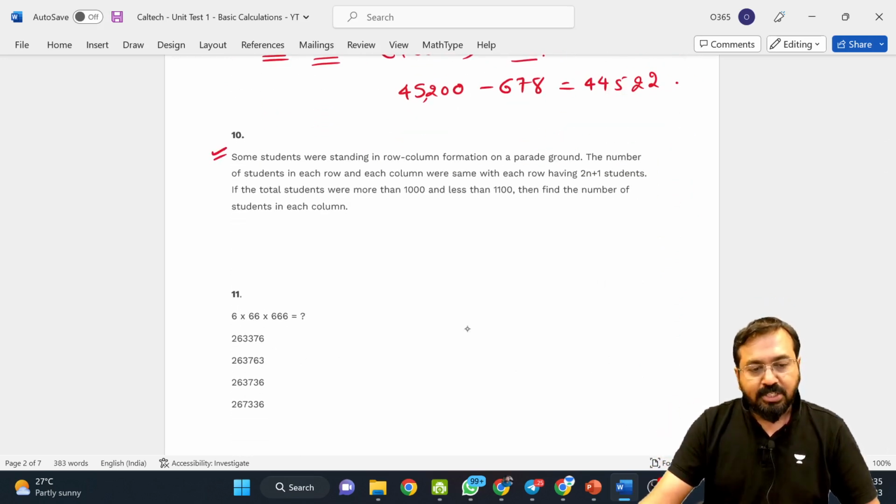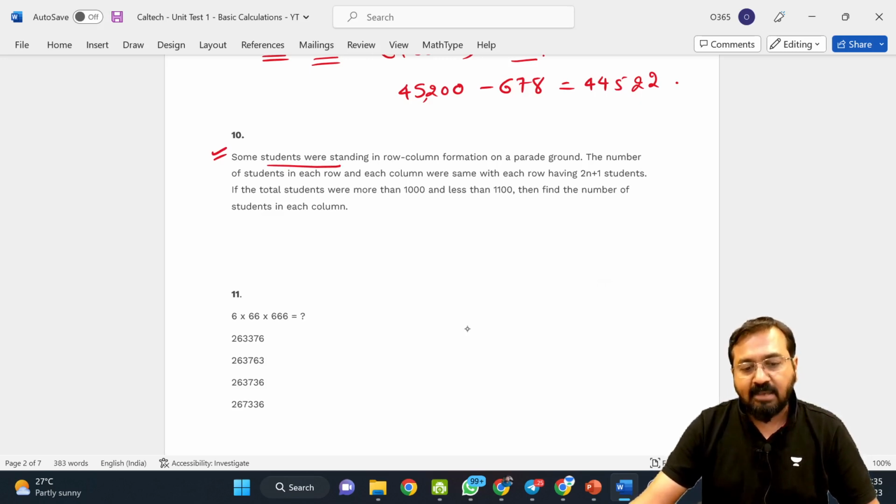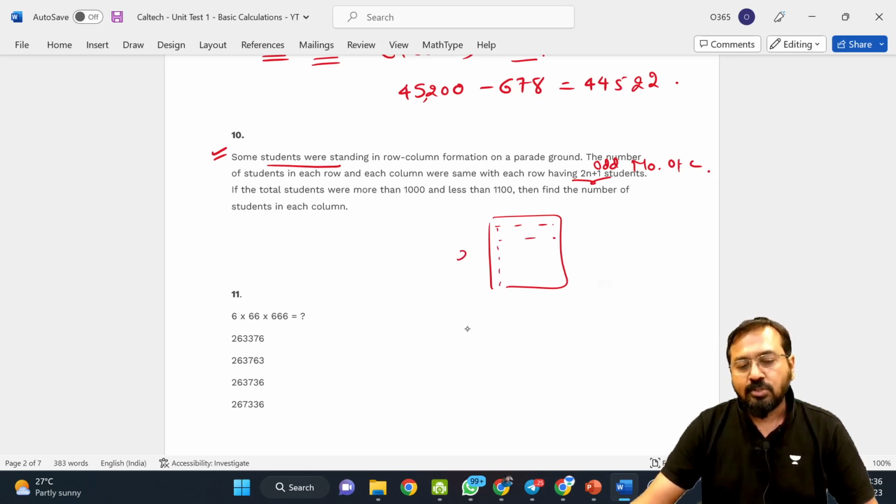Now look at this question. Some students were standing in row column formation on a parade ground. The number of students in each row and each column were the same, with each row having 2n plus 1 students. That means there is an odd number of students in each row. Now it's a square formation. So if there is an odd number of students in each row, there should be an odd number of columns. So if this is x, this is x, so x has to be an odd number.